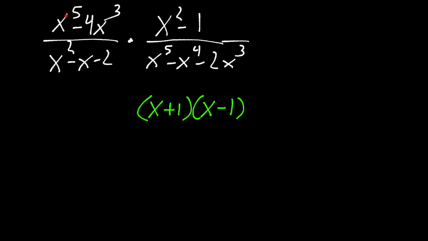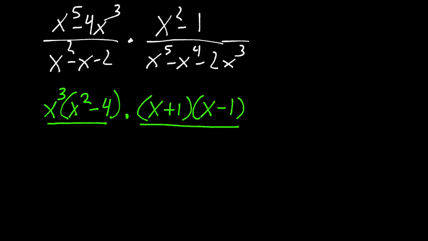Now, let's take a look at the other top over here. I've got x to the fifth minus 4x cubed. It's a binomial. The greatest common factor between x to the fifth and x cubed is x cubed. So I can take out an x cubed, and it's going to be multiplied by x squared minus 4. Okay? And we're going to have to come back to that because x squared minus 4 is a difference of squares in and of itself. Remember when I said that this is a particularly nasty example? Now we're seeing why.